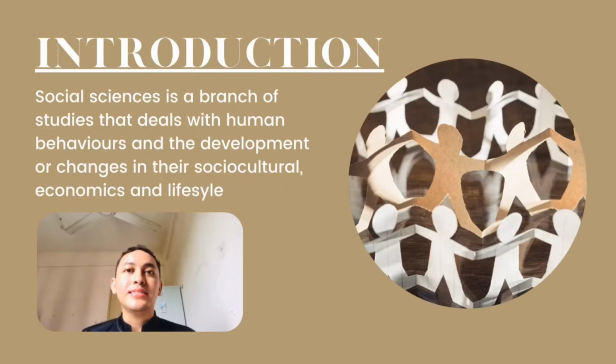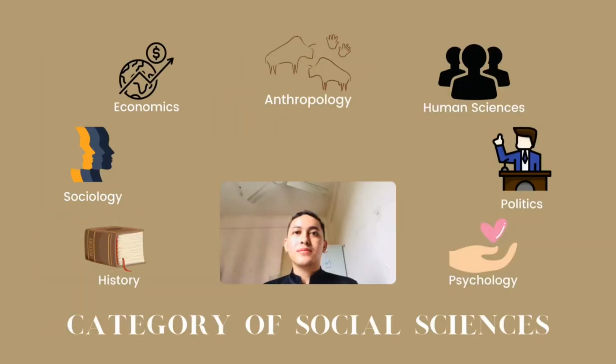Social sciences is a branch of studies that deals with human behaviors and the development of changes in their sociocultural, economic, and also their lifestyle. Social sciences study can be divided into a few parts, and some of it is anthropology, economics, history, human science, politics, psychology, and also sociology.